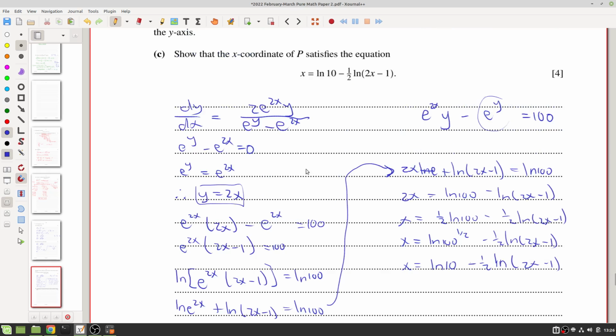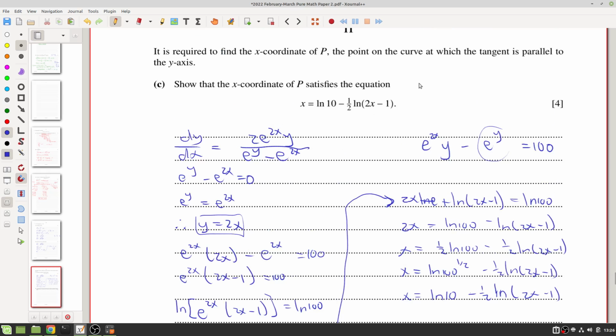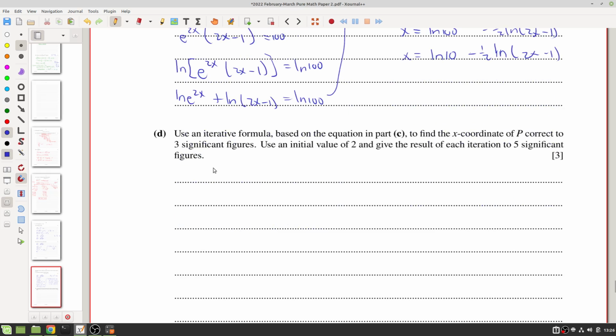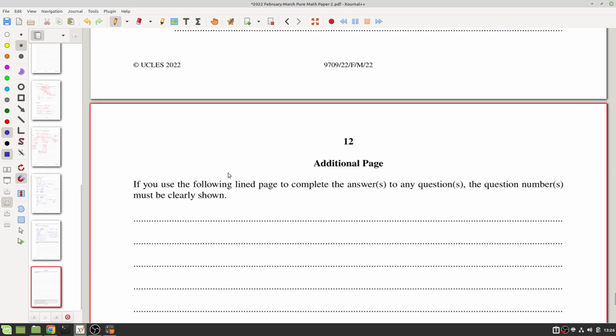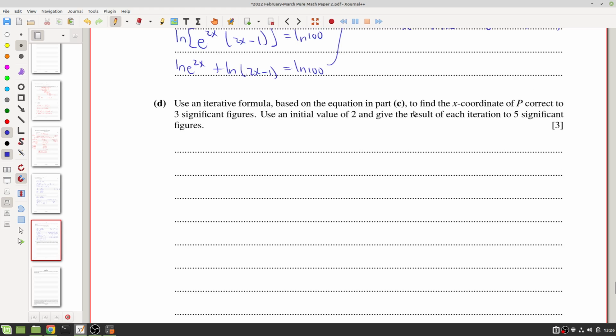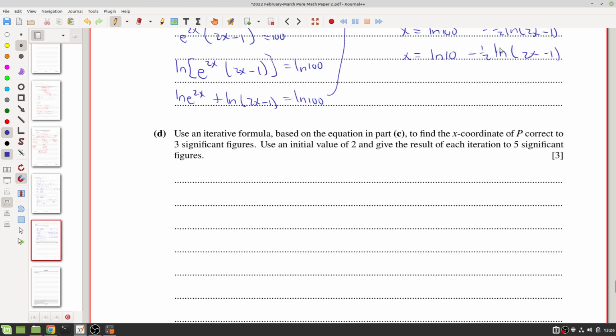Alright, so basically what we needed to know is that a vertical line has an undefined gradient, which means it has a denominator of 0, and then substitute that back into our equation, take ln of both sides and simplify. Now question D, and that's our final question. Use an iterative formula based on the equation in part C, because that's basically just this whole equation, so I'm just going to use this one.